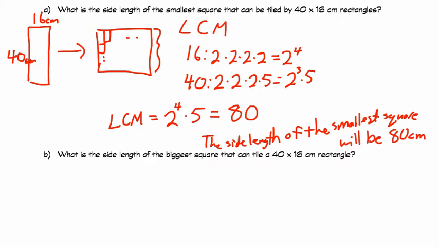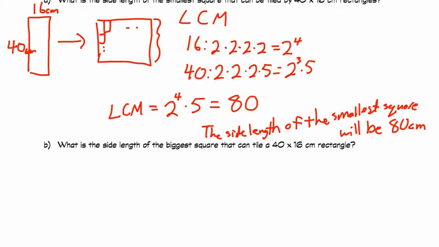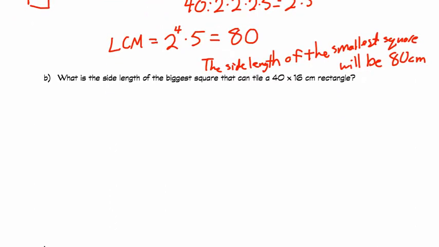In our next question, it is asking for the side length of the biggest square that can tile a 40 by 16 centimeter rectangle. So it is asking for the biggest square that will fit perfectly into a 40 by 16 centimeter rectangle. We are looking for the biggest square that fits into that rectangle, so we are looking for the greatest common factor.